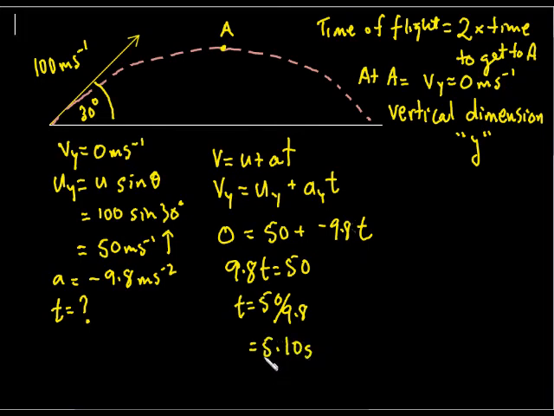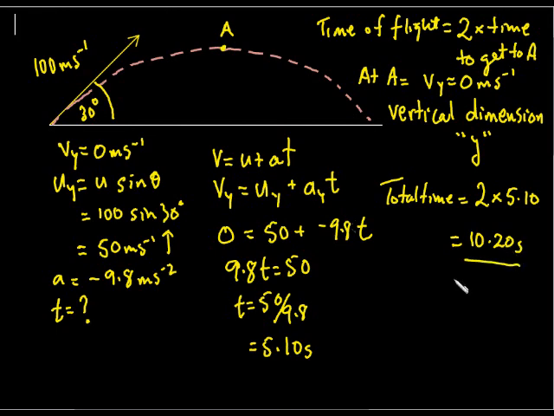Now remember that is the time it takes to get to the maximum height here. We've got to double that for the total time. So total time is equal to 2 times 5.10, which comes out to be 10.20 seconds. Now we have just calculated the time of flight of the projectile from this point all the way through to that point over here, which is going to equal 10.20 seconds.